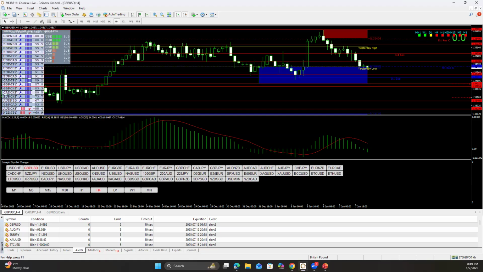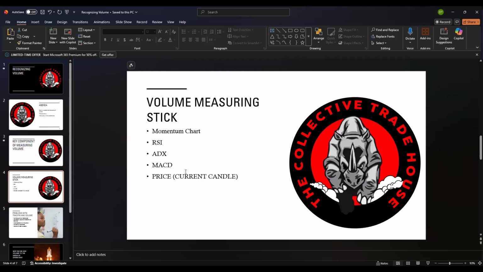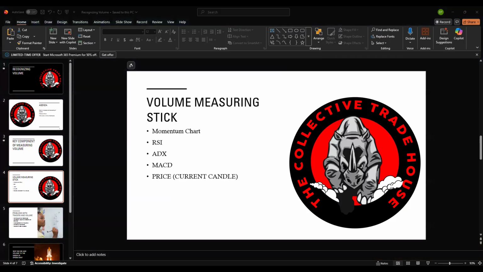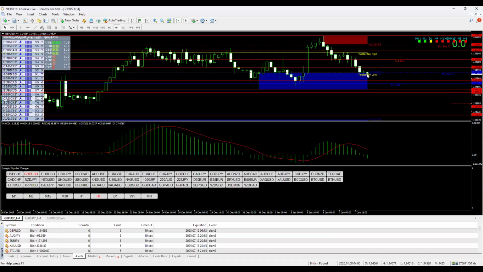So if we go back to key components of volume, one of them being price in the current candle. Yes? Yes, sir. So if that's the case, what is this candle telling us? Look at it.